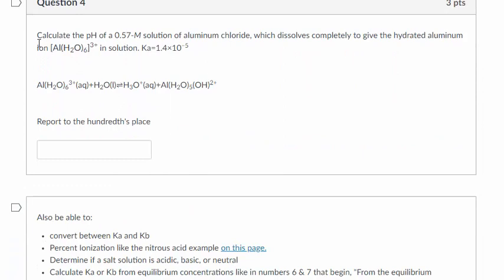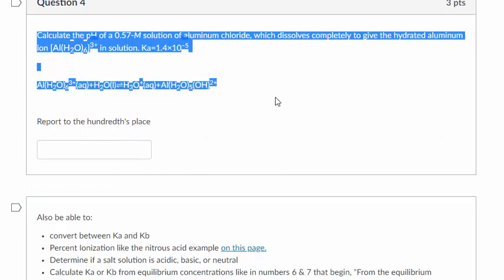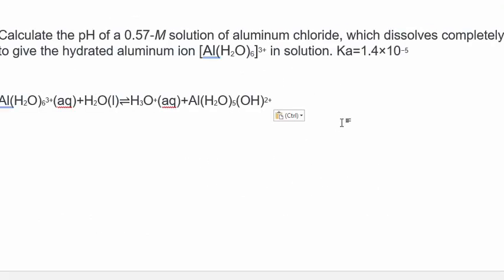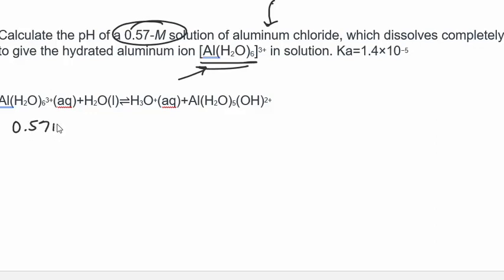Number 4, we're going to calculate the pH of a 0.57 molar solution of aluminum chloride. That's going to dissolve completely to give hydrated aluminum ion in this solution. So because my salt, here's the aluminum chloride salt, it says it dissolves completely into this substance here. So that means what I'm given is this concentration as well. So we're going to start our ice table. So initially I have this amount and I have none of this stuff. We're going to change that by an amount X, and then we have our K expression.